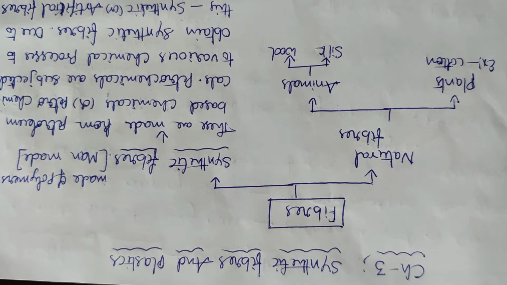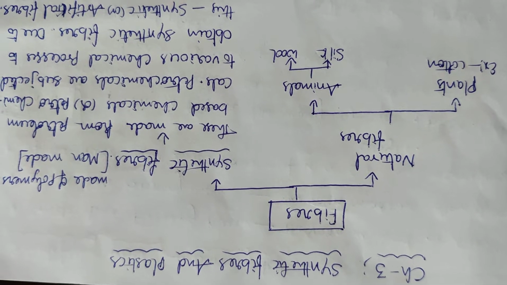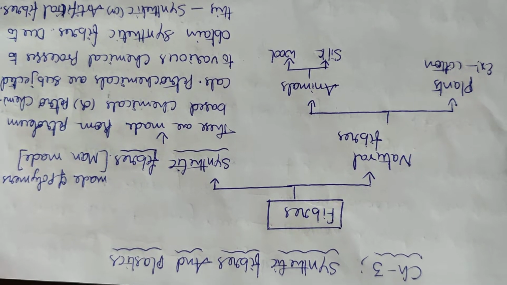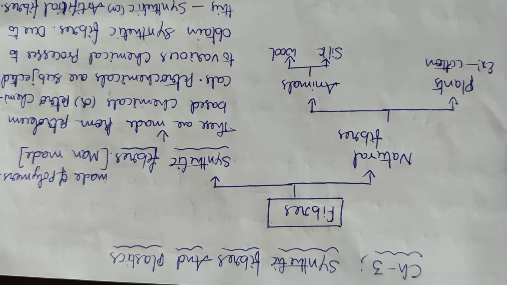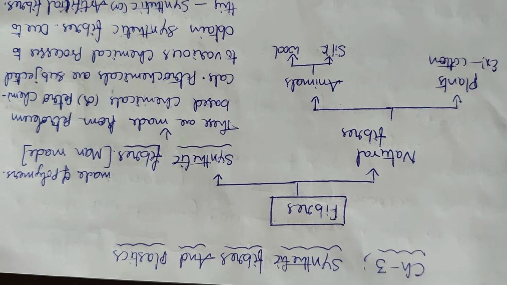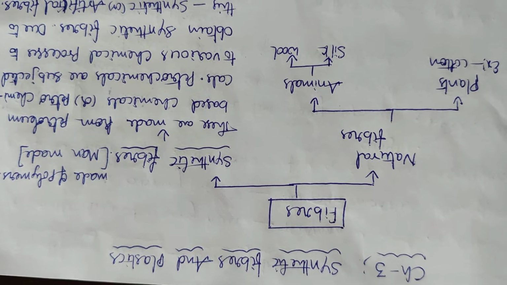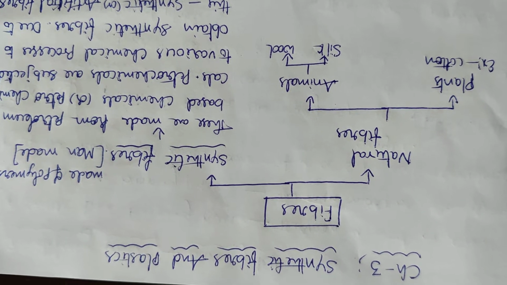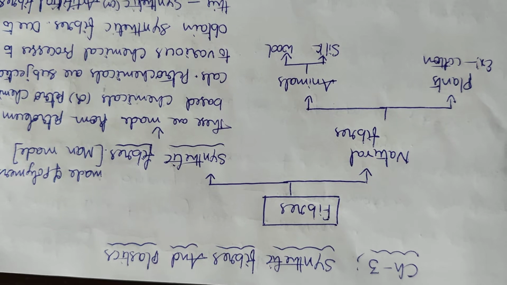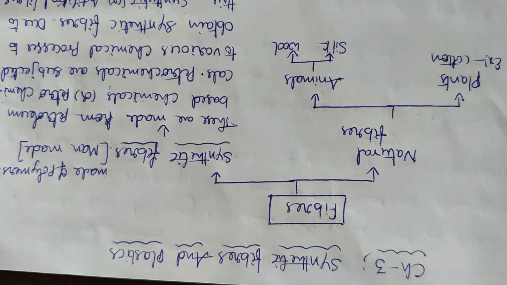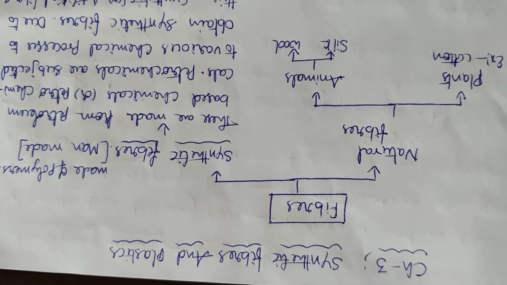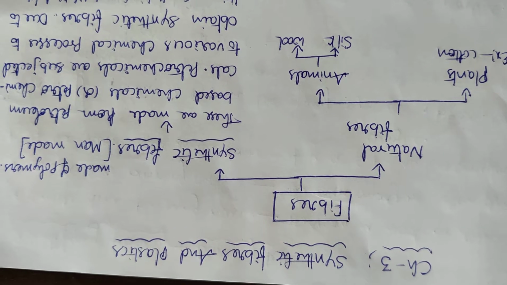Fibers are mainly two types, natural fibers and synthetic fibers. Natural fibers we can obtain from natural sources or natural materials. These natural fibers we can obtain from plants and animals. From plants we can get cotton fiber, and from animals we can obtain silk fiber and woolen fibers.